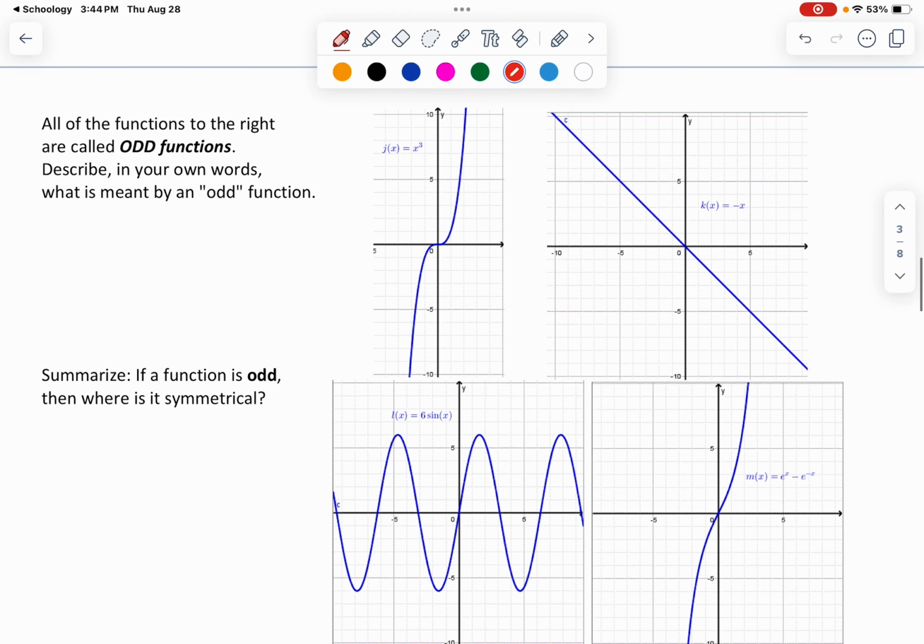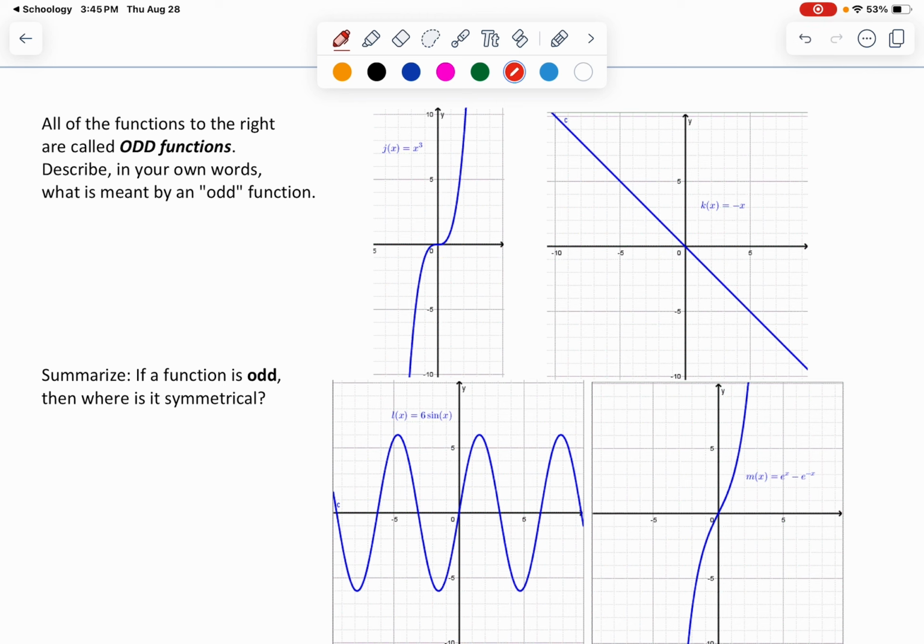Okay, looking at these, these are all odd functions. Go ahead and put in your own words, what does it mean to be an odd function? These functions all have symmetry too. How would you describe the symmetry of an odd function? So odd functions aren't symmetrical over a vertical or horizontal line or even a diagonal. They have what's called 180-degree rotational symmetry about the origin.